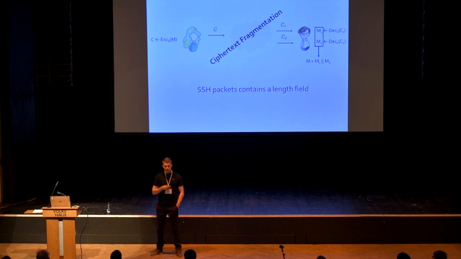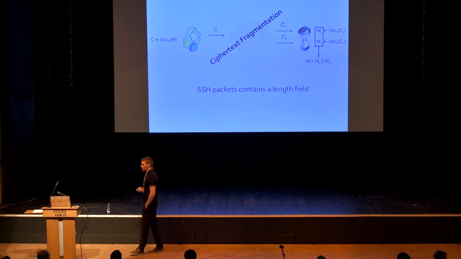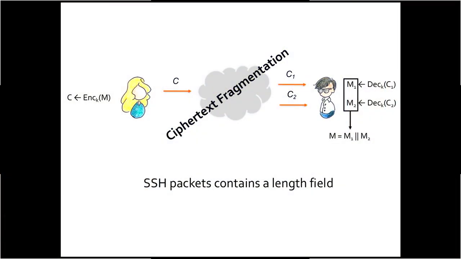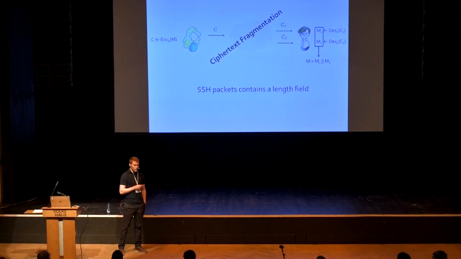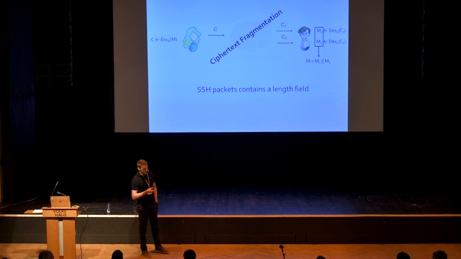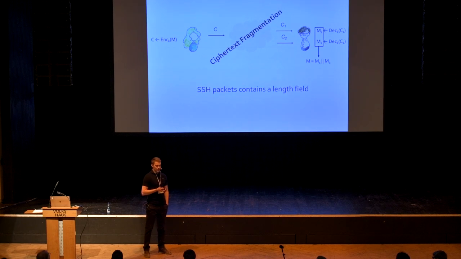Implementations must cater for this feature, and protocols like SSH contain a length field in the packets to assist the receiver in decrypting. And it's the presence of ciphertext fragmentation that allowed Albrecht, Paterson, and Watson to mount an attack against CBC mode. On the other hand, it was the lack of catering for ciphertext fragmentation in the model of Bellare, Kohno, and Namprempre that made it possible for them to prove that CBC mode was secure.